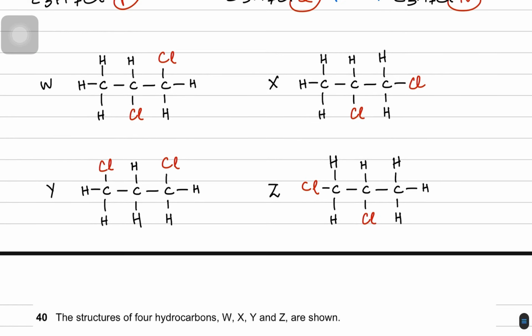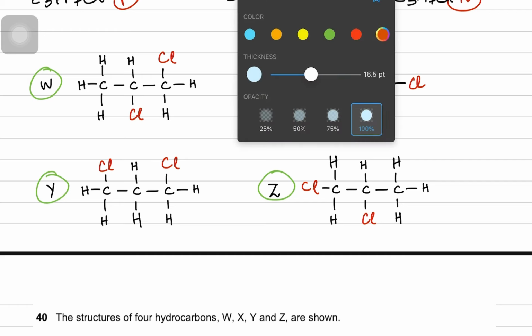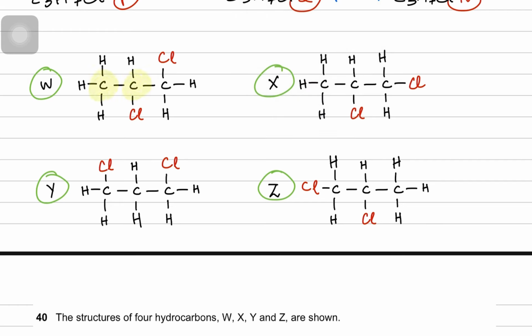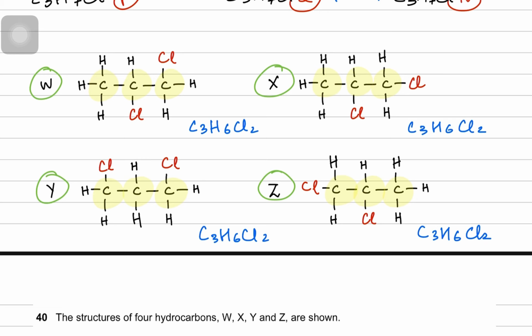Now let's look at these 4 structures. I'm going to call them W, X, Y, Z. If you look at their molecular formula, all of them have 3 carbon atoms, so they're all prop something. But what is different over here is the position of chlorine. They all have C3H6Cl2, the same for all 4. But now, apart from the same molecular formula, I want you to look at the position of chlorine.